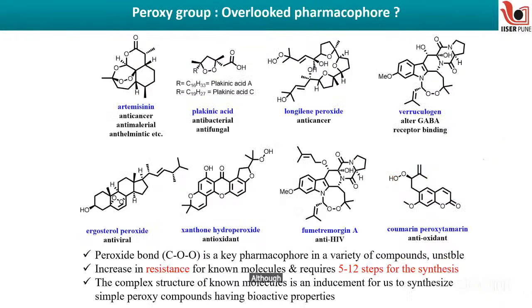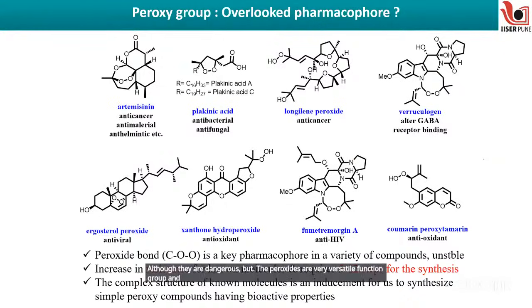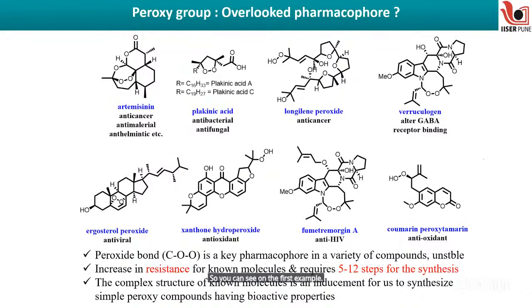Although they are dangerous, peroxides are a very versatile functional group and can be found in several natural products as well as drugs. You can see the first example, which is very unique and important: artemisinin, which contains this complex molecule with more than 6 stereoisomers. You can think about how many isomers it can form if we want to isolate each one. Artemisinin shows anti-malarial activity first, and it also shows anti-cancer activity.